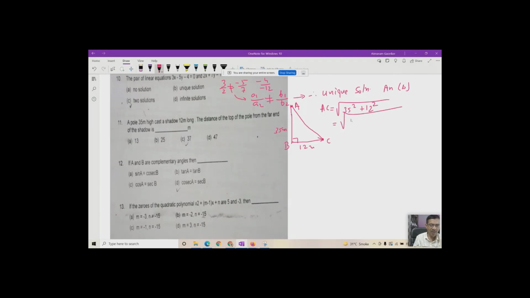35 square works out to be 1225, and 12 square works out to be 144. This works out as 1369, and the square root of 1369 is 37. So the required answer is 37 meters.